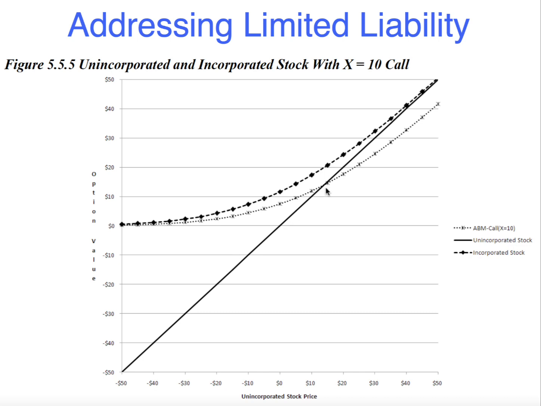An unincorporated company has a linear payoff. A zero strike or incorporated company is going to have these features of a call option, but an ABM call struck at 10 is going to have a diagram that looks like this, which is always below the limited liability stock. And so once you incorporate a zero strike put, the limited liability is addressed well, and it satisfies all the boundary condition criteria that Samuelson was concerned about.